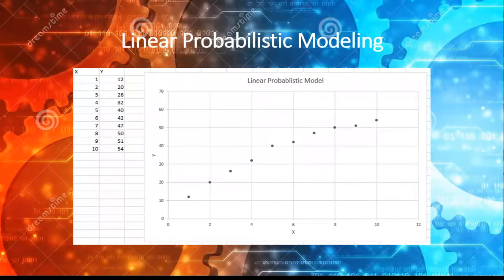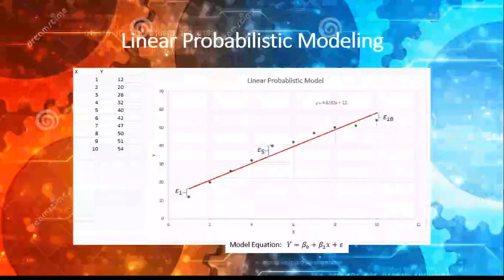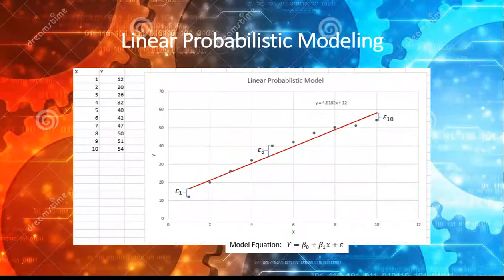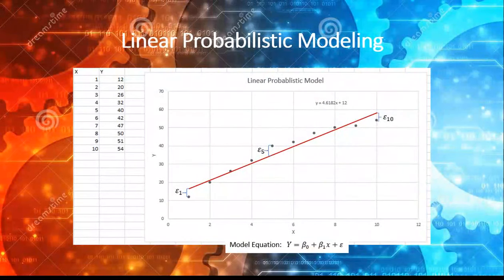Now using Excel, we can produce a linear regression line to model the sample data points. Excel automatically gives us the values for beta sub 0, which is 12, and beta sub 1, which is 4.6182. As you can see, even though all the points are generally close to the linear regression line, none of the points directly fall on the line. Because of this, they will all have a value for epsilon.